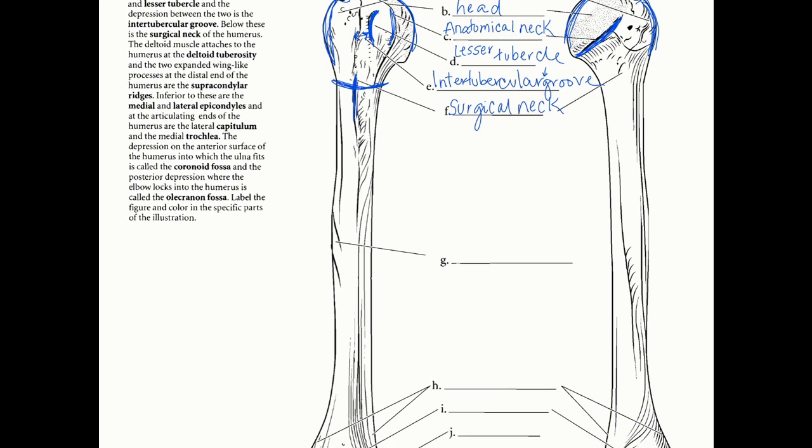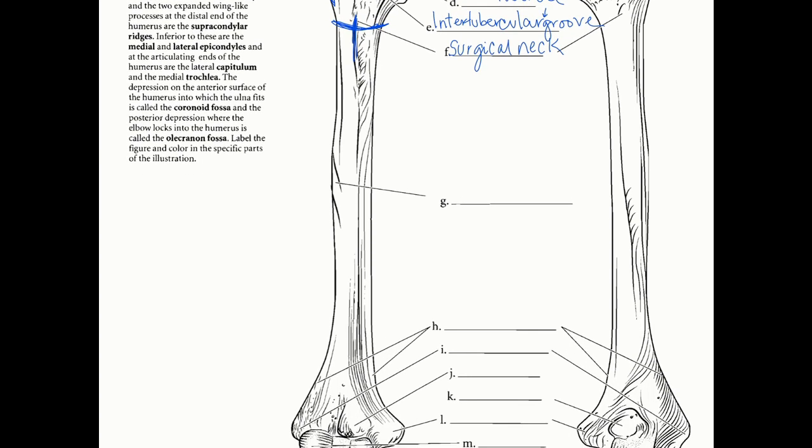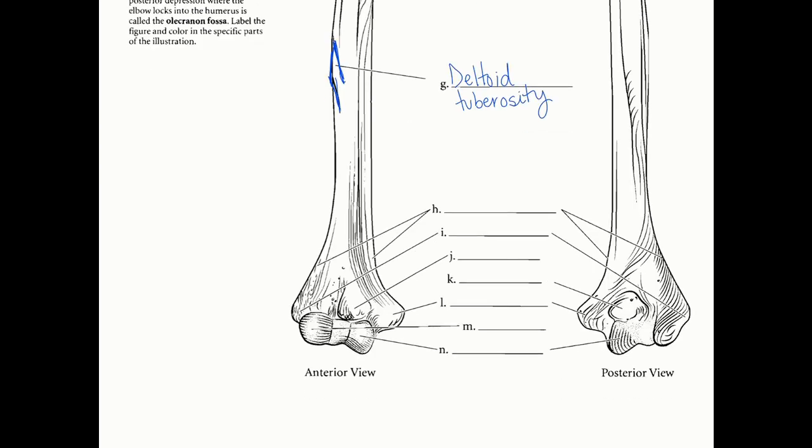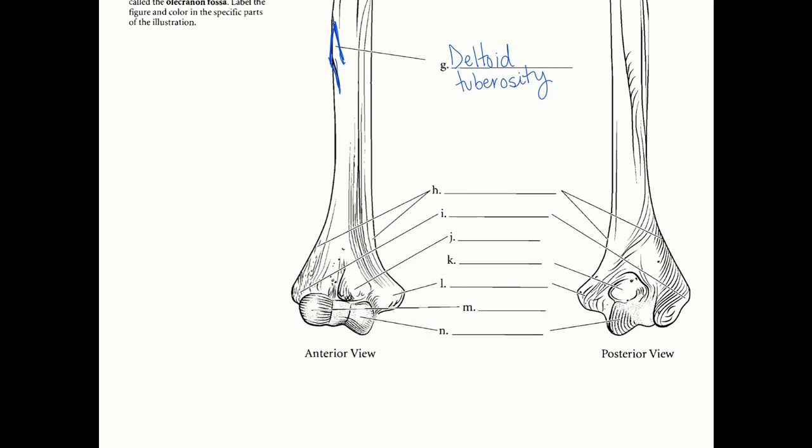If we move down just a bit, we have this region here, which is our deltoid tuberosity. This is where we're going to have an attachment of the deltoid. We then are going to come to H, this region here. Actually, I'm going to jump down to I.